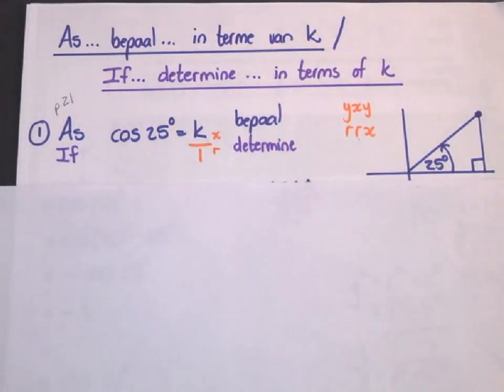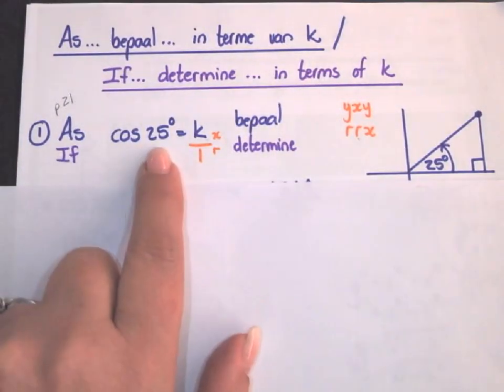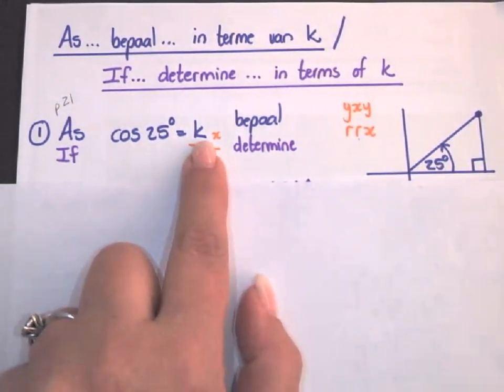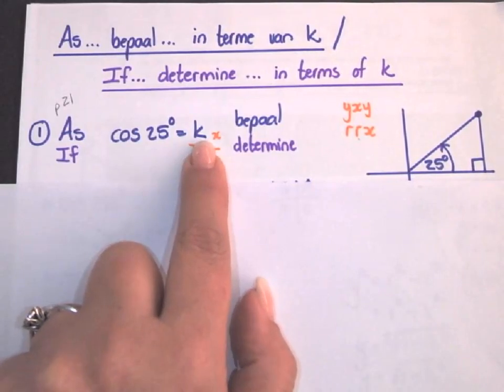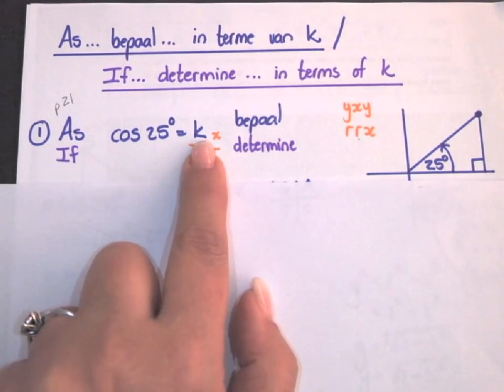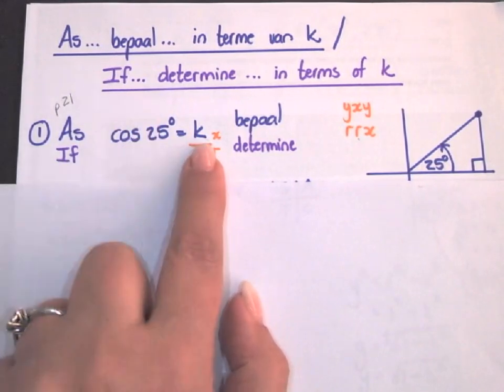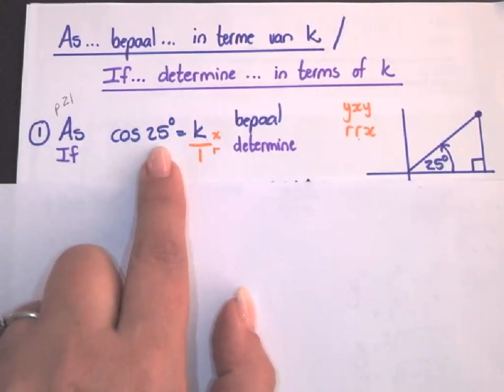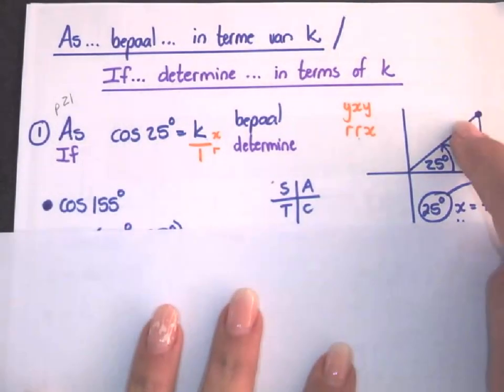Now I tell you that cos 25 degrees equals k and determine something else. So I only give you one clue. Draw your triangle. Now where do you know where to draw this triangle? The 25 tells you it's smaller than 90 degrees, so it's in the first quadrant.